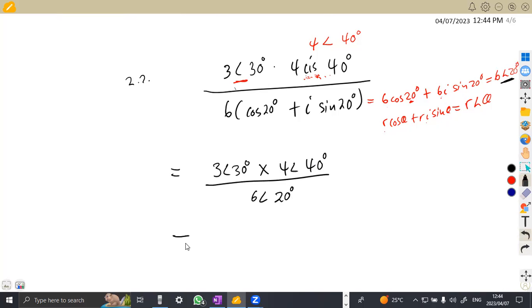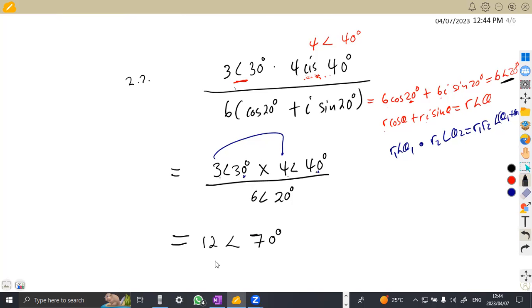All right. So remember that in polar form, when you are multiplying, you multiply the numbers together, the angles you add. Meaning to say, if it is r1 angle theta 1 times r2 angle theta 2 like this, you multiply the numbers r1, r2, then the angles you add, theta 1 plus theta 2. So this was going to give us 3 times 4, which is 12, angle of 30 plus 40, which is going to be 70. So you add the angle, so that's angle of 70 in this case.